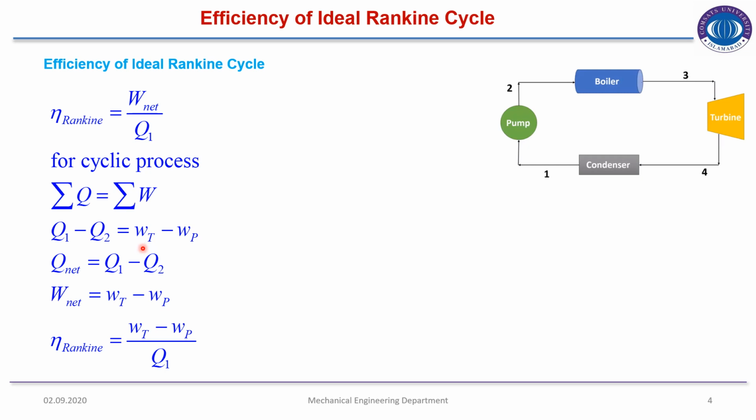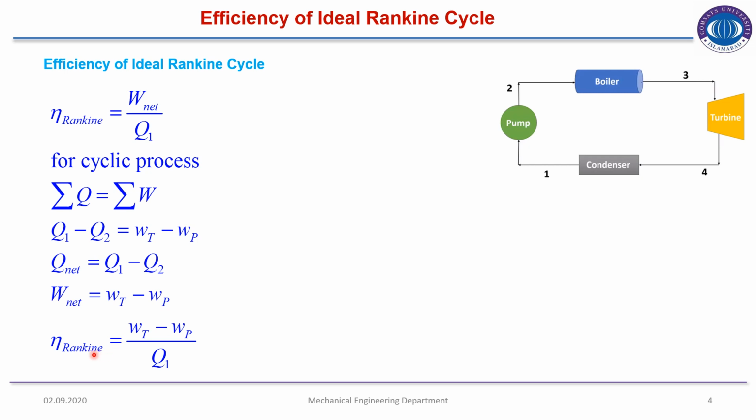So W's are two, that are the work produced by the turbine and the work consumed by the compressor or pump. So WP is the work consumed by the pump. As it is a work consuming device, it has a negative sign, and the work producing device is the turbine, so turbine work is taken as positive. So W net is the difference of turbine work and pump work.